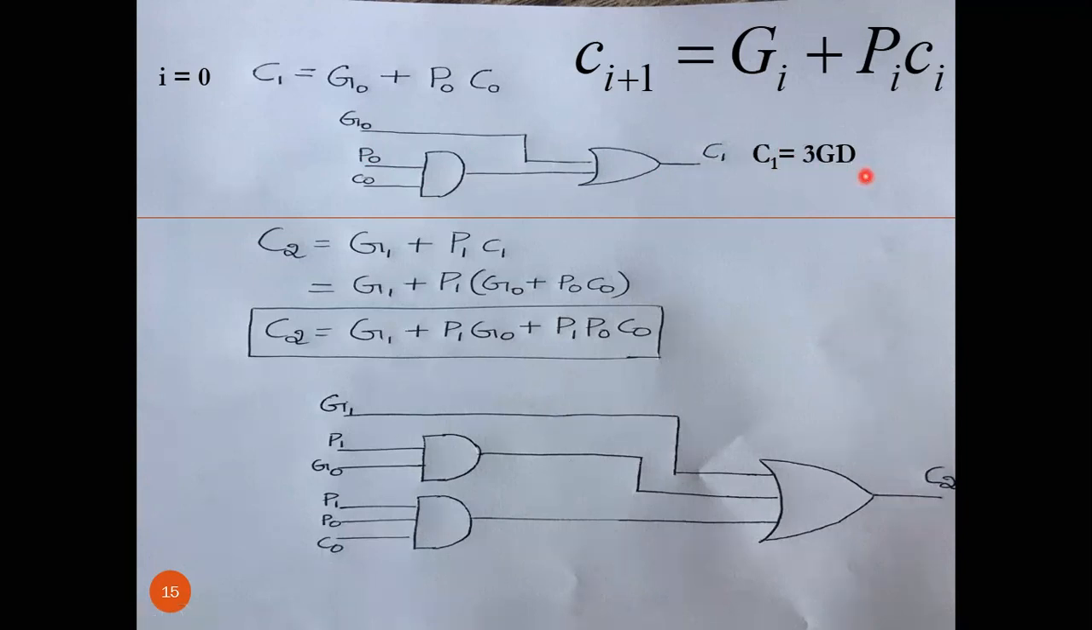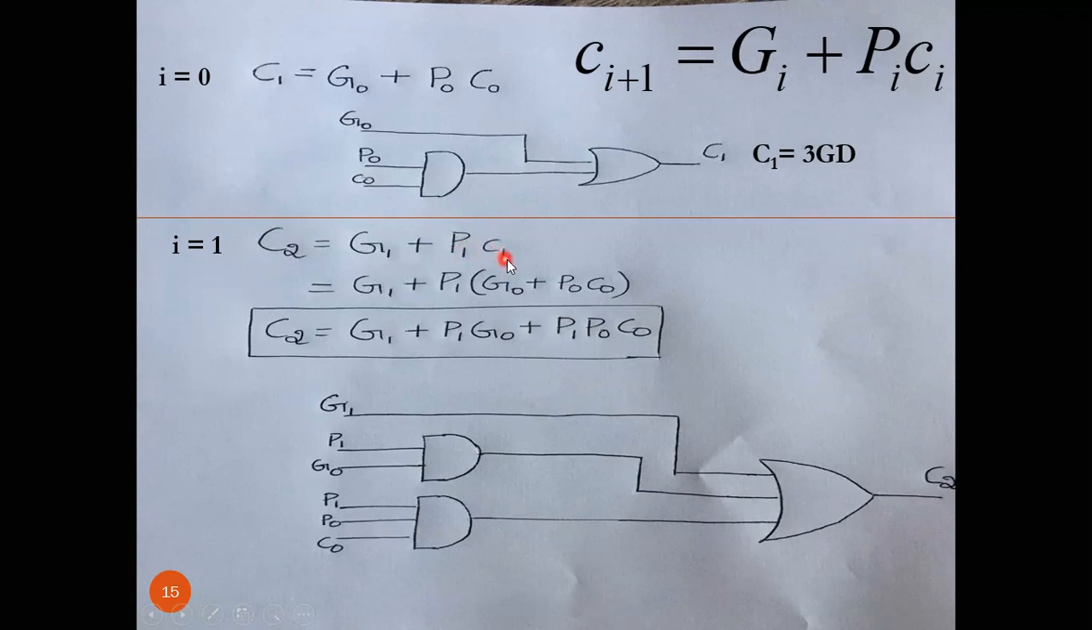We have to see whether C2 also will be produced using the same time or it will increase. Now, in order to get C2, I have to substitute i as 1. So, C2 equals G1 plus P1 into C1. Just look at this expression. Now, again, my C2 is dependent on C1. If I draw the circuit for this expression, again, there is no change. C2 has to wait until C1 is produced. So somehow I have to make this expression independent of C1.